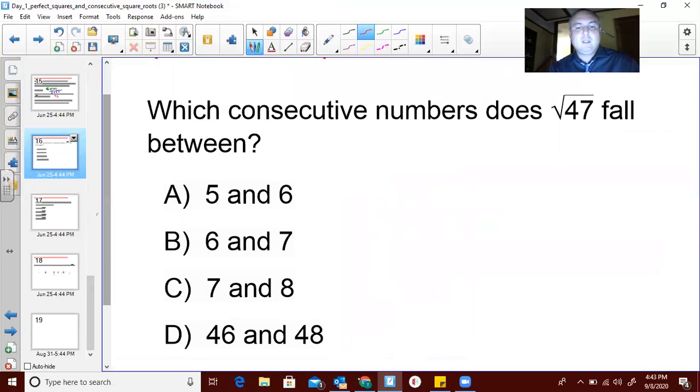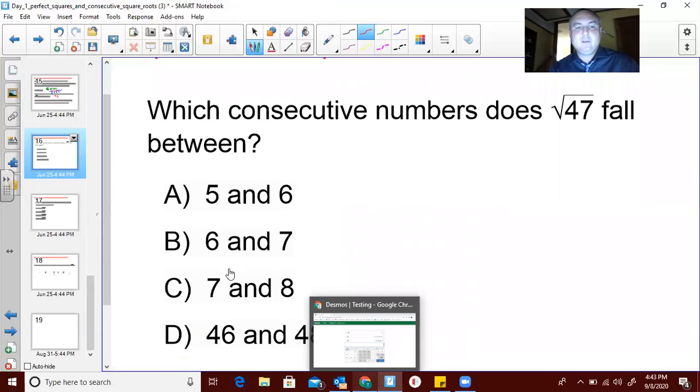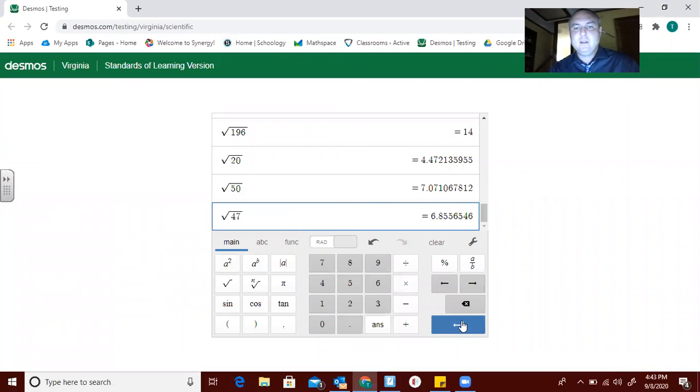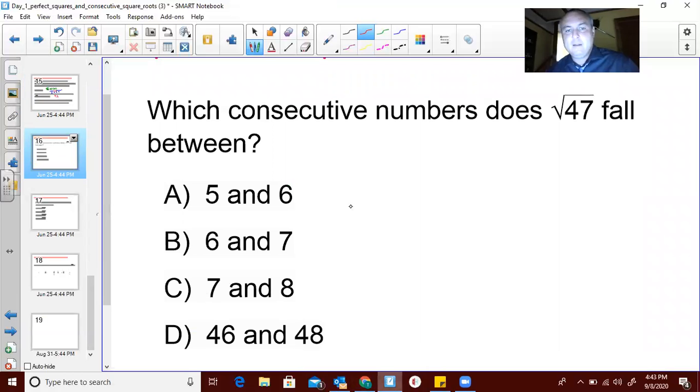So again, coming right for Desmos, square root of 47 is 6.855. So we will just round that off. You could honestly round it off at the tenth if you wanted to, that's fine. So I'm going to do that. Square root of 47 equals roughly 6.9.